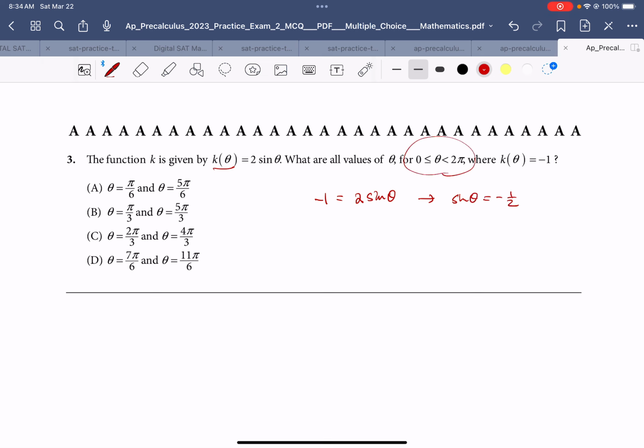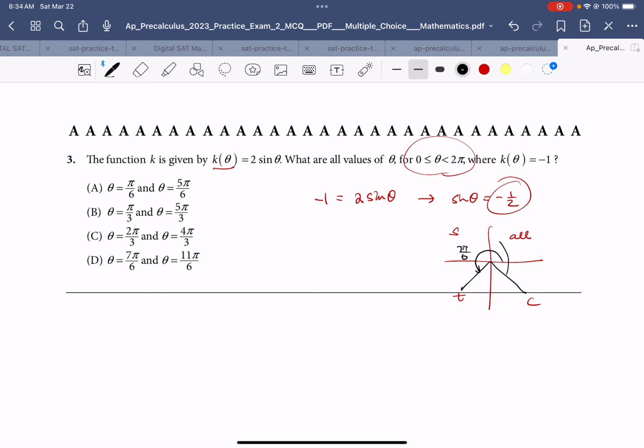Now within one full domain, 0 to 2 pi, your sine value is negative if you consider all students take calculus. So the sine being negative means it's located either in quadrant 3 or quadrant 4. And your reference angle should be, since the sine value is 1/2, that's 30 degrees, pi over 6. So you're looking for here, pi plus pi over 6, which is 7 pi over 6.